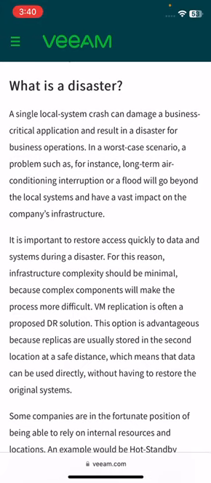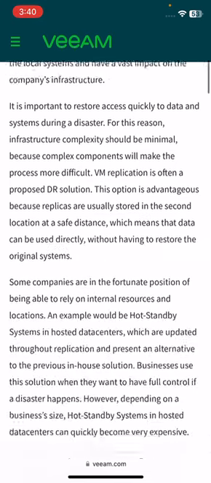VM replication is often a proposed DR solution. This option is advantageous because replicas are usually stored in a second location at a safe distance, which means that data can be used directly without having to restore the original systems.